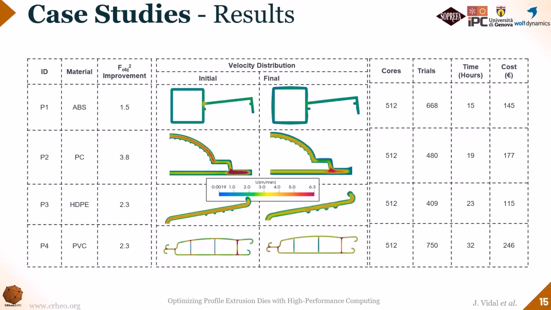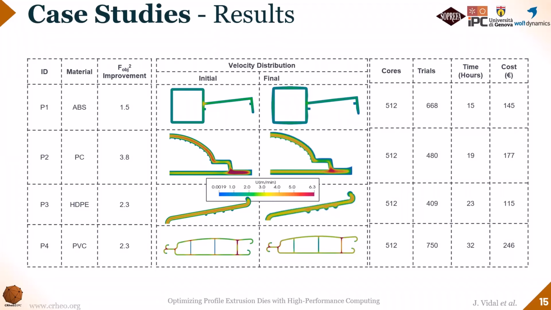Some data about the solutions we got. So, okay, different materials, as I mentioned: ABS, PC, HDPE, and PVC. This was the improvement we got from the initial trial to the last trial in terms of the objective function. So there were obviously a few improvements, and improvements in terms of the velocity distribution were also achieved.